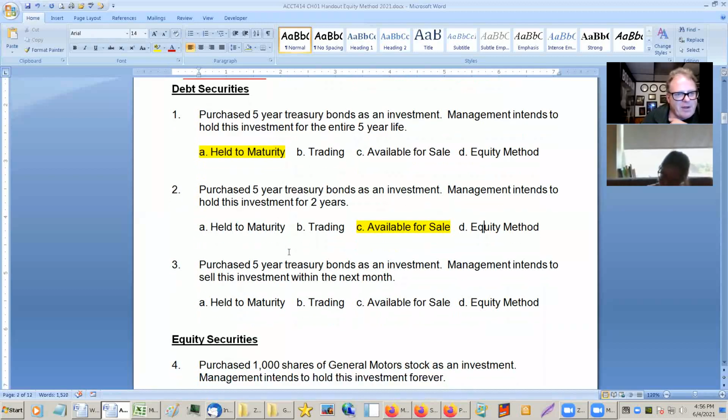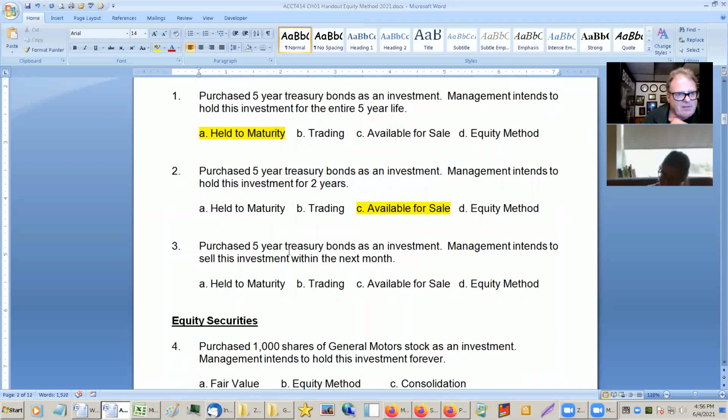Purchase 5-year treasury bonds as an investment. Management intends to sell this investment within the next month. So that's trading. Yep. And by the way, trading is the only one that is definitely current. Trading securities are always current assets.